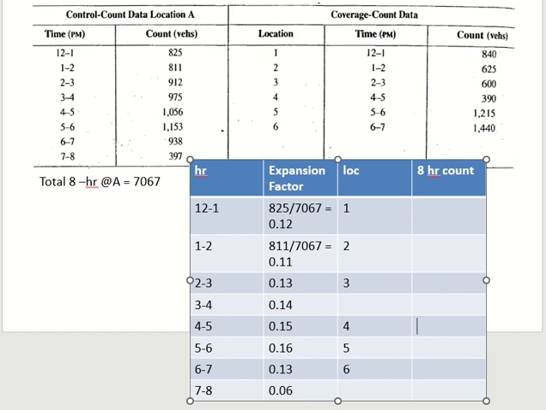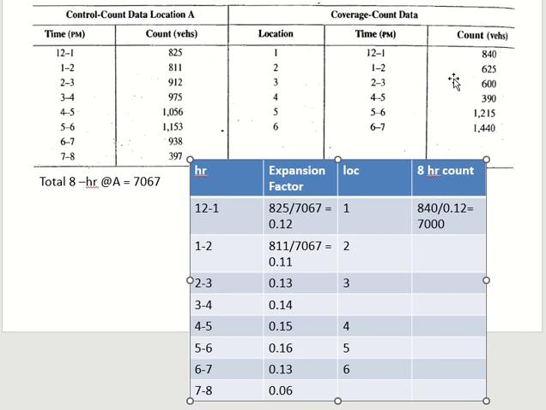So now what do I do? I take the count from location 1, which is 840. This is taken between 12 to 1. The factor for 12 to 1 is 0.12. So I divide by that and it will give me the total, which is 7,000.